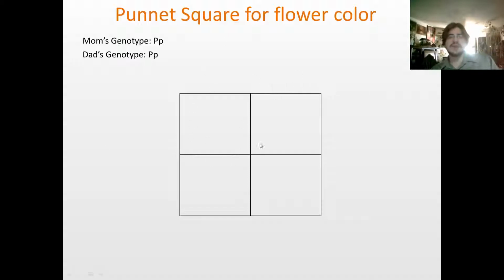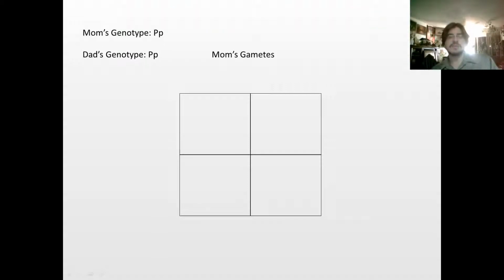So here's the basic setup of a Punnett Square for crossing a single character, flower color in this case. Mom's genotype, she's a heterozygote. Dad's genotype, heterozygote. So first thing we want to set up are mom's gametes. She can donate a dominant allele to her gamete, or she could donate a recessive allele to her gamete. Then dad, he can donate a dominant allele or a recessive allele. Dominant, recessive, dominant, recessive. So this represents one of the two possible alleles he can donate.